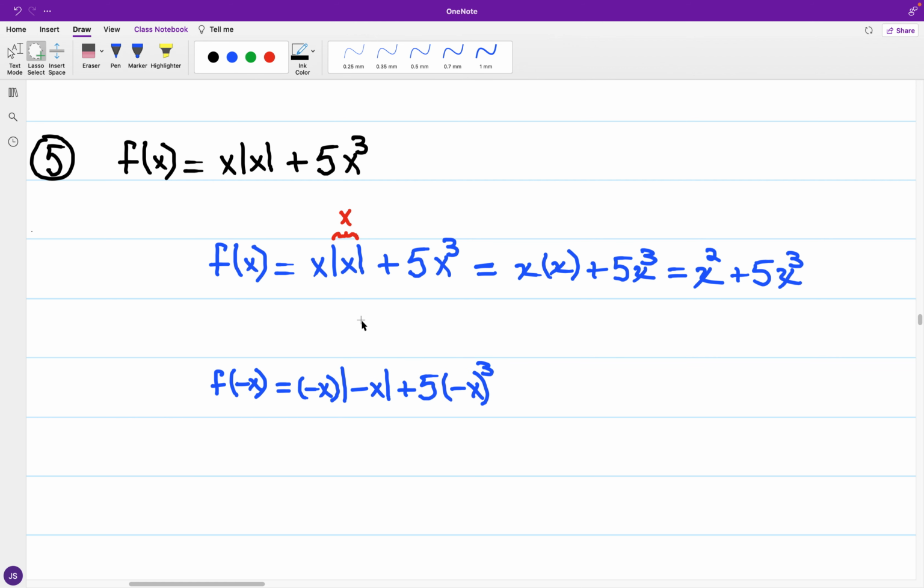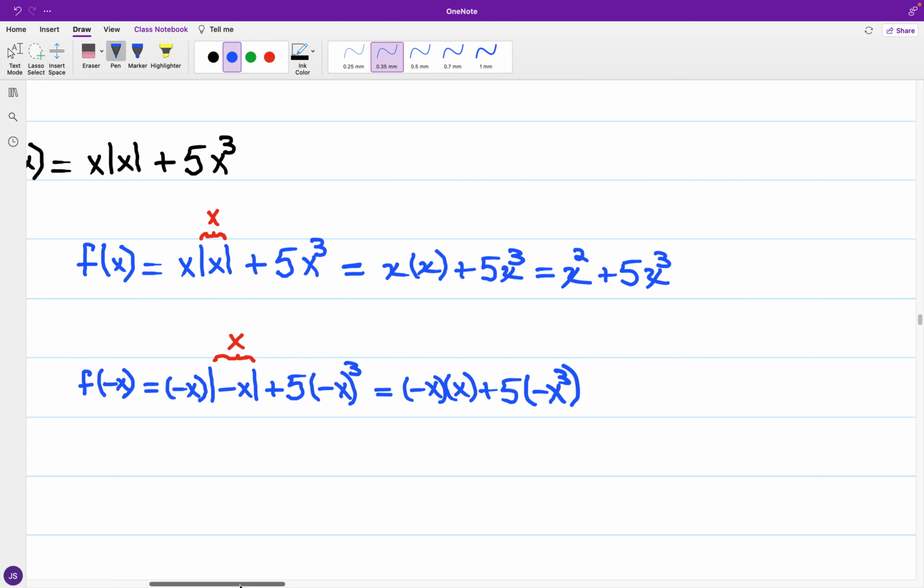Just looking at what we have now, again, we had the absolute value of x to be x. And guess what? The absolute value of a negative term is going to be positive as well. So the absolute value of negative x is going to also be x. And so in the follow through, we got negative x on the outside. So you have negative x times x, and we have plus 5 times the cube of negative x, that's going to be 5 times negative x cubed.